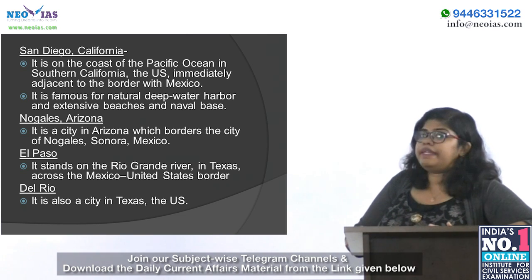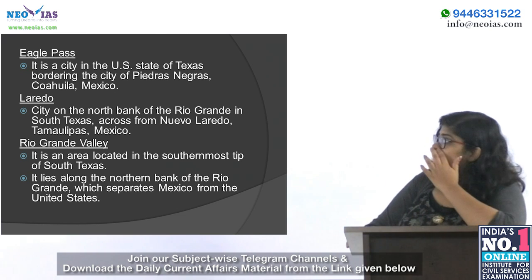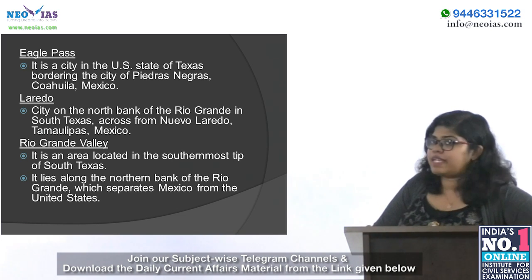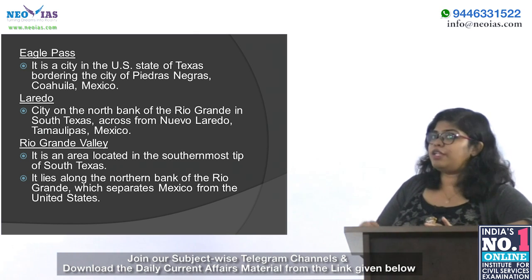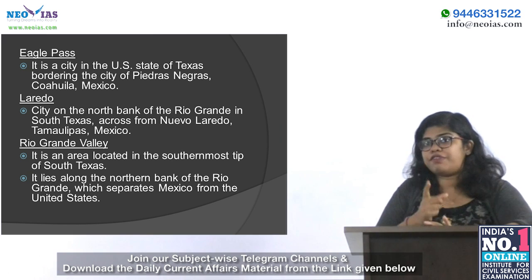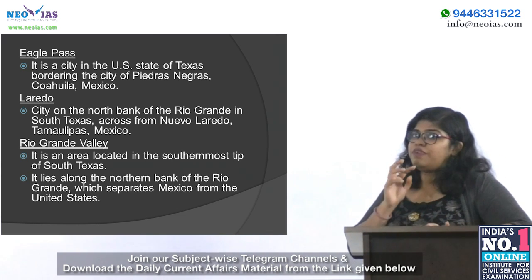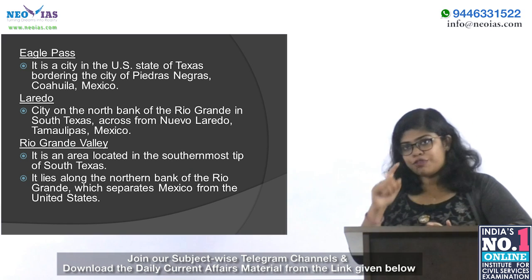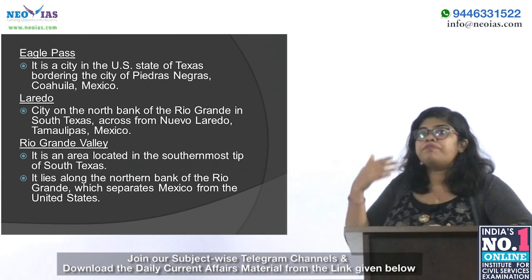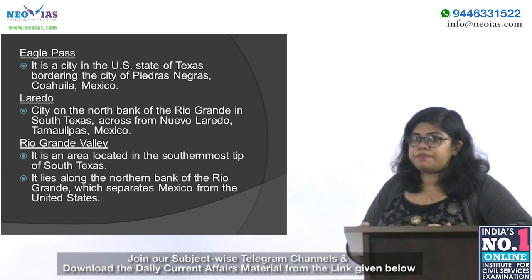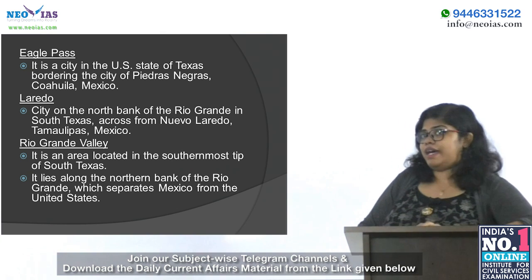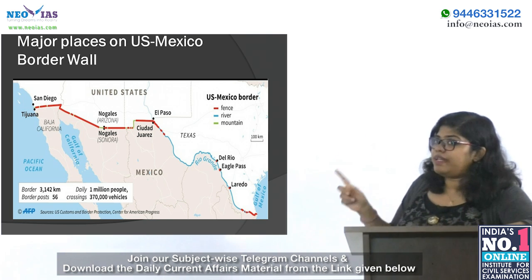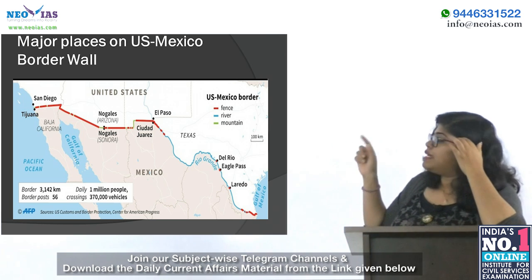Then we have Del Rio, a city in Texas, US. Then Eagle Pass. If you get a question where Eagle Pass is, it is between the US and Mexico, also in the state of Texas. And we have Laredo, on the north bank of the Rio Grande, in South Texas. Then we have the Rio Grande Valley. As a river flows through it, it definitely will have a valley. The Rio Grande Valley is in the southernmost tip of Texas, also on the border. Okay, these are the major places I found important on the US-Mexico border wall: San Diego, Nogales, El Paso, the Rio Grande Valley, Del Rio, Eagle Pass and Laredo.